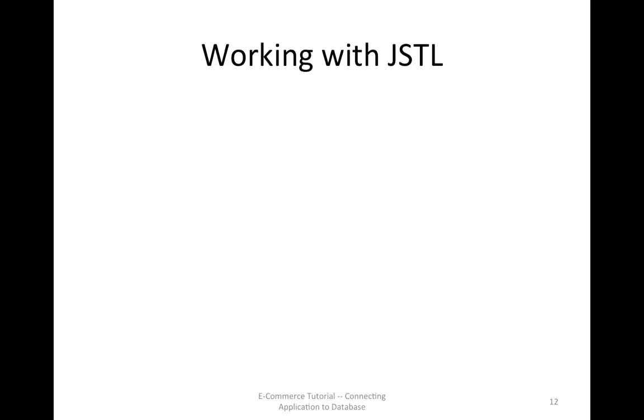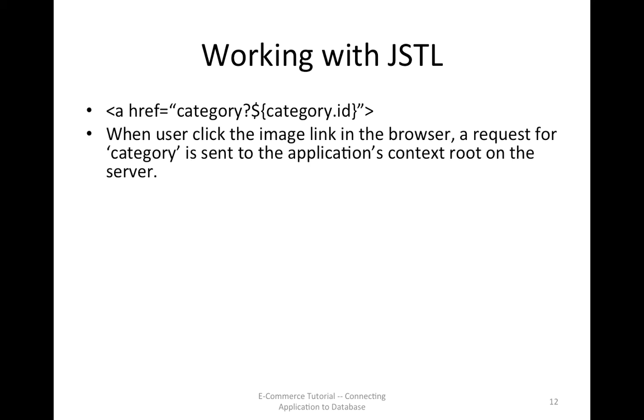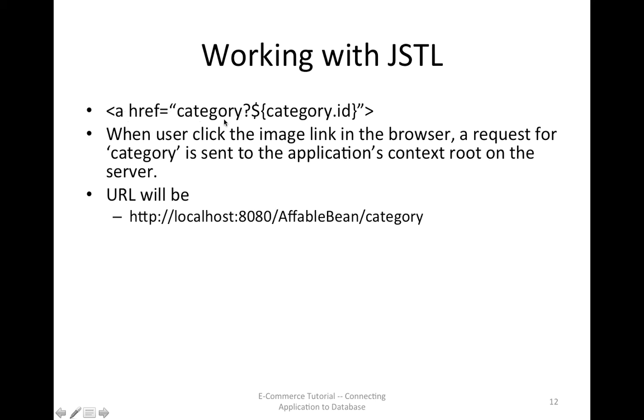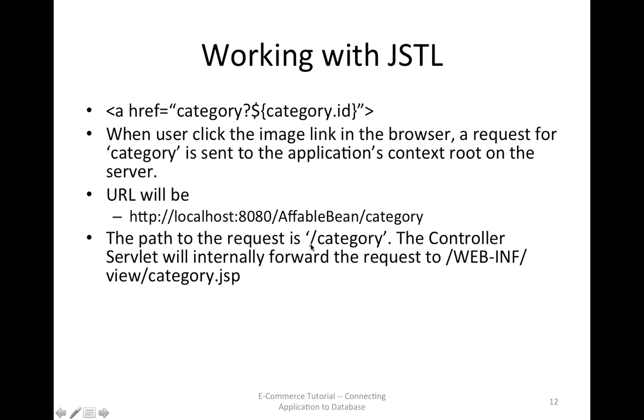Before we continue working with JSTL, let's understand this line of code first. What does this line of code do? When the user clicks the image link in the browser, a request for the category is sent to the application context root on the server, which is this part. The URL will be http://localhost:8080/bin/category. The path to the request is category.